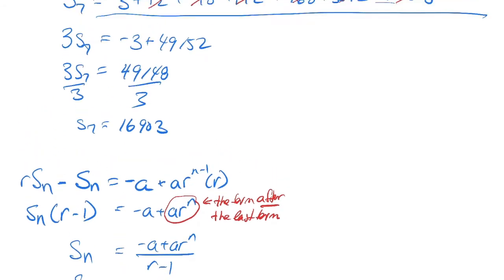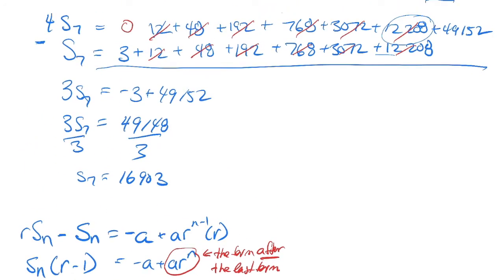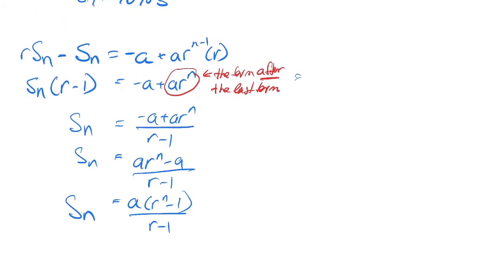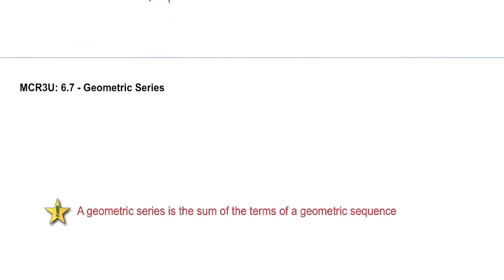But what's really nice is that you can think of this in general. This is why I wrote this over here: we're going to take the term after the last term, and we're going to subtract the first term. And then we're going to divide it by r minus 1. So that's really a quick way that we can discover the sum of the series.